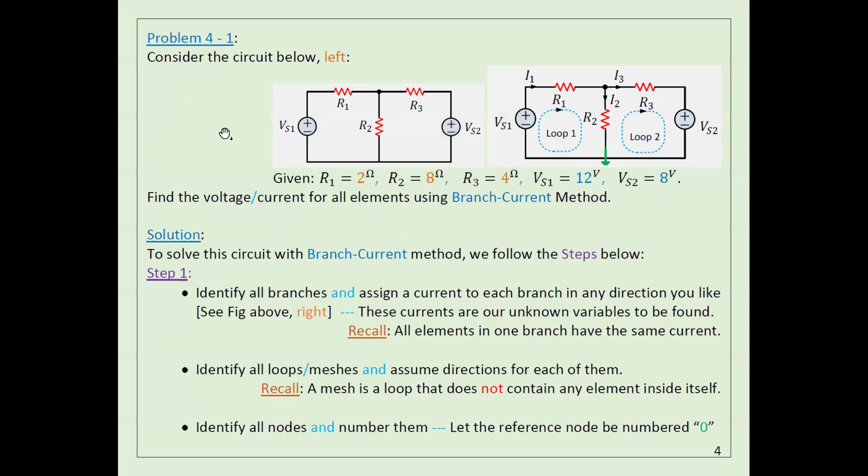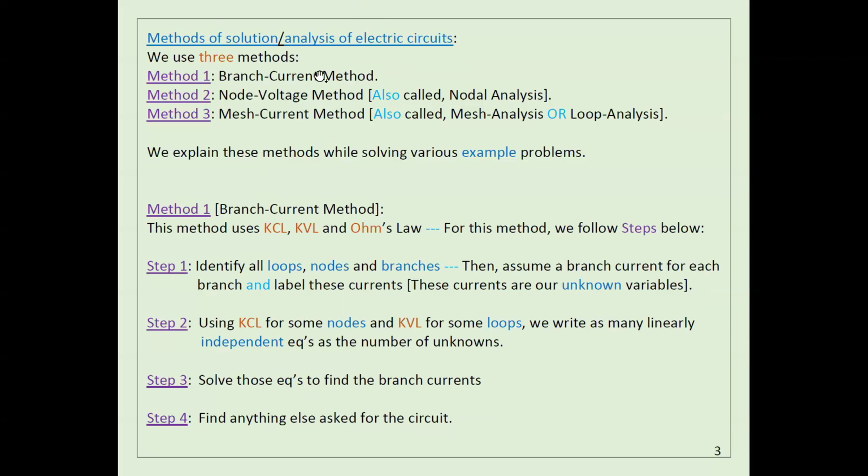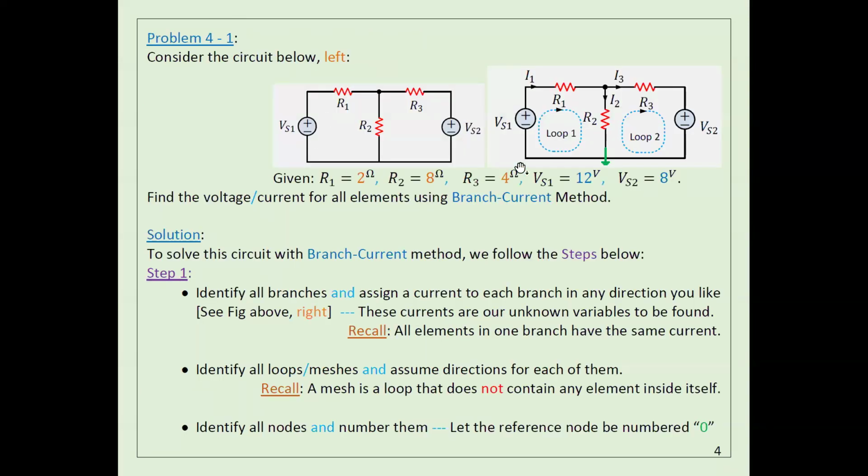If I give you a circuit like this one, you need to find... Here, I give you this circuit. This approach is called the branch current method because, look here, guys, I'm assuming a current coming this way, I'm going to call it I1. And there is a current coming this way, I'm going to call it I2. And there is a current coming this way, I'm going to call it I3.